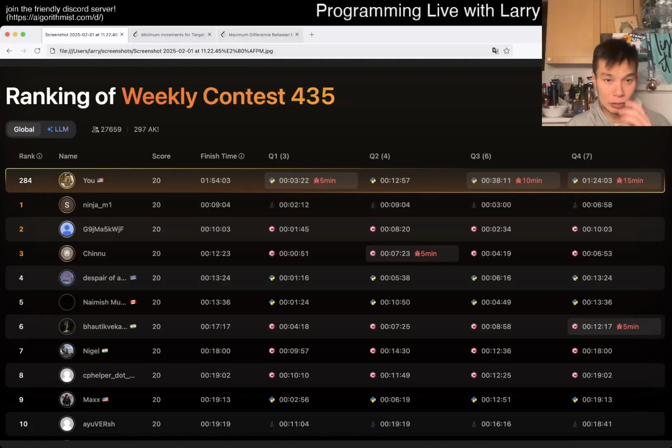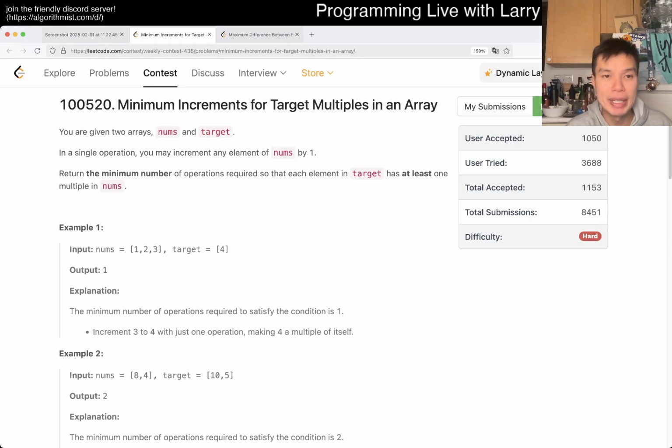This is me going over Q3 of the weekly contest 435, Minimum Increments for Target Multiples in an Array.